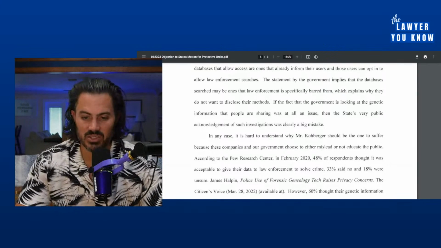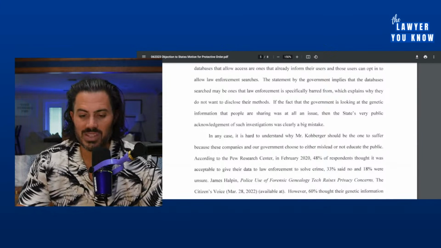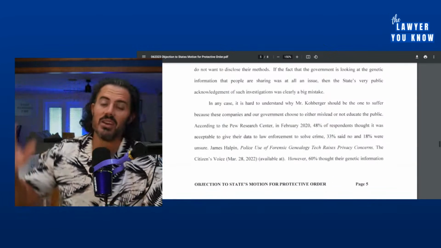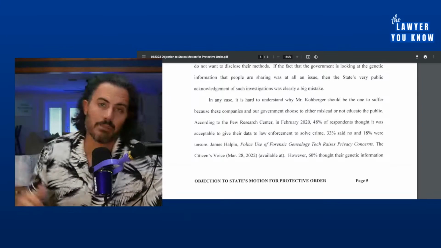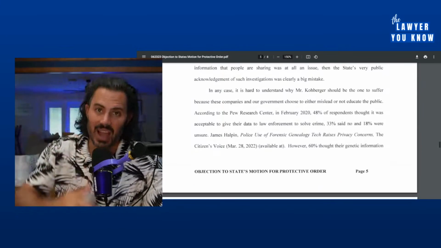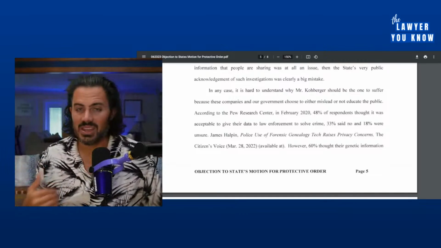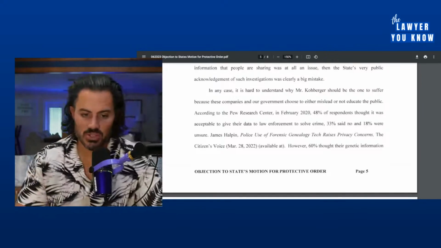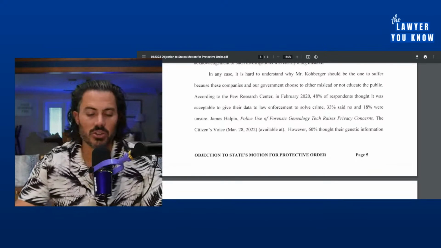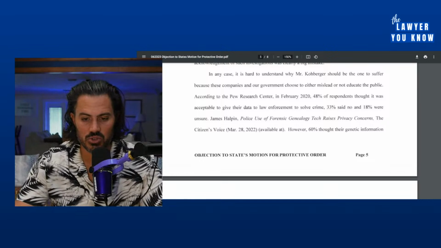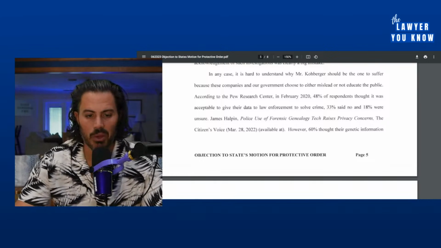If the fact that the government is looking at the genetic information that people are sharing was at all an issue, the state's very public acknowledgement of such investigation was clearly a big mistake. So again, if people said, no, the government can absolutely not get this information, and the government went and got it, now are we having certain fruit of the poisonous tree issues? To be determined. In any case, it is hard to understand why Kohberger should be the one to suffer because these companies and our government choose to either mislead or not educate the public.